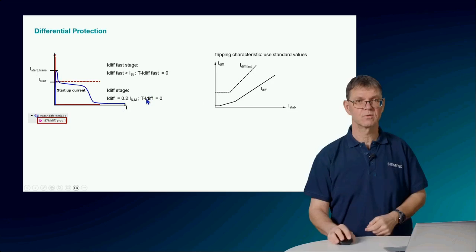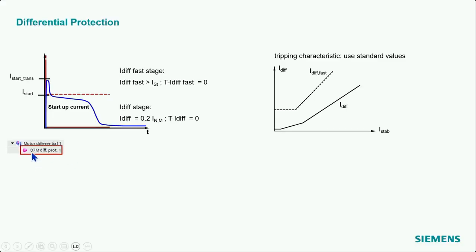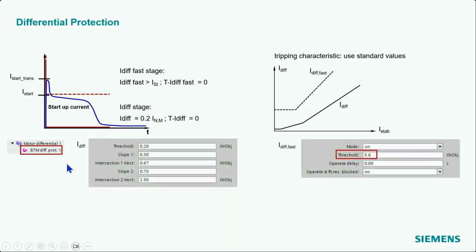Okay, so the settings for the differential protection you find here in the function differential protection. And basically here we have the standard settings. And for the fast stage, so this is for the sensitive stage, and for the fast stage, we have to adapt the threshold. So here I set it to the maximum starting current value, basically. And in each case, no time delay, because we want to be fast here.